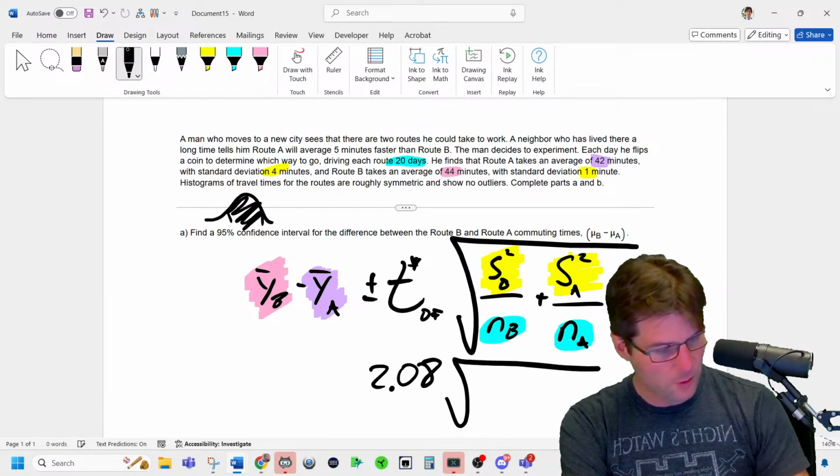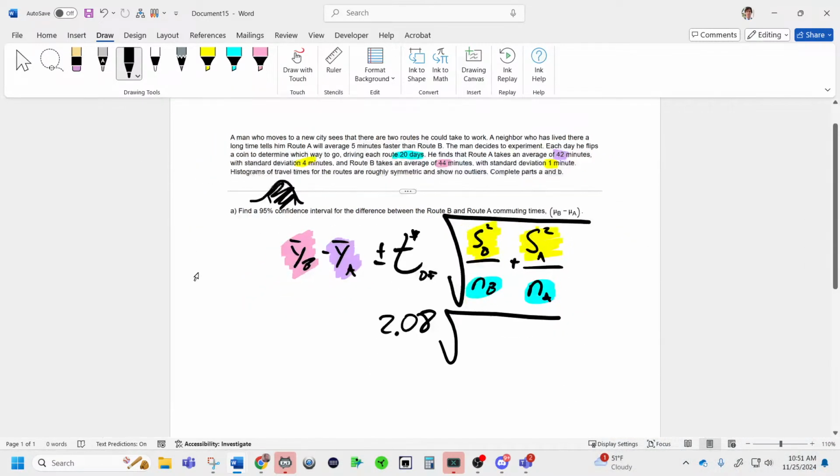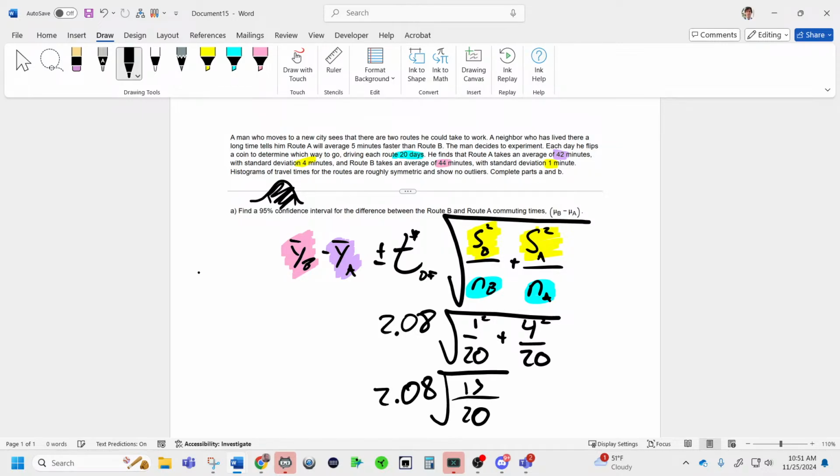And square root, plug in your numbers. This is 1. This is 4. This is plus. Square, square, over 20, over 20. That's 17 over 20, square root, times 2.08. That's going to be about 1.9, plus or minus. And then this is 44 minus 42. And it's going to be very close.